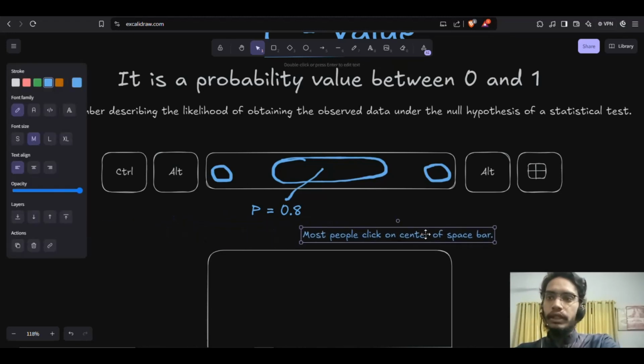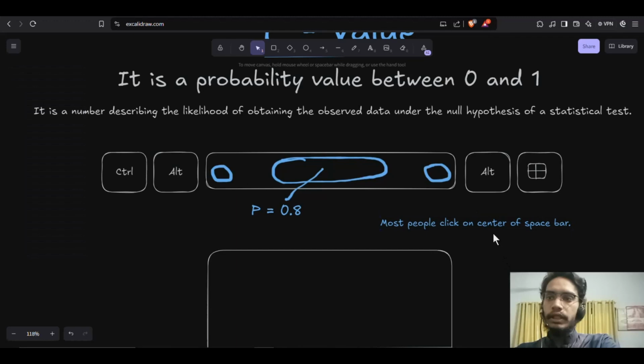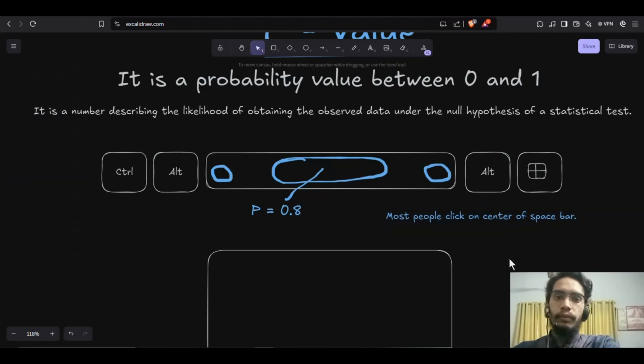What is the null hypothesis? It is the statement that we need to prove, and it is mainly mentioned in your question. So when I'm saying that most of the people click on the center of the space bar, that is the null hypothesis. And the p-value describes the likelihood of the observed data under the null hypothesis, right? If your p-value is high, the chances of the null hypothesis being true are high. And if your p-value is minimal, then the likelihood of your null hypothesis being true is less, right?